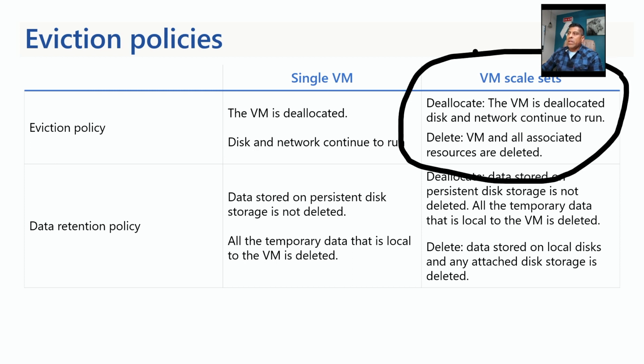The VM is deallocated, and that means that the VM goes away. But the disk and the network continue to run. So in other words, the data in that disk stays in Azure and you continue to pay. The VM, however, is deallocated, means that it goes away. The only thing to remember here is that even though this VM is deallocated, this still counts towards your quota. So if you have a quota of 100 vCPUs in Azure and you have one deallocated VM, that still counts towards your quota unless it's deleted.